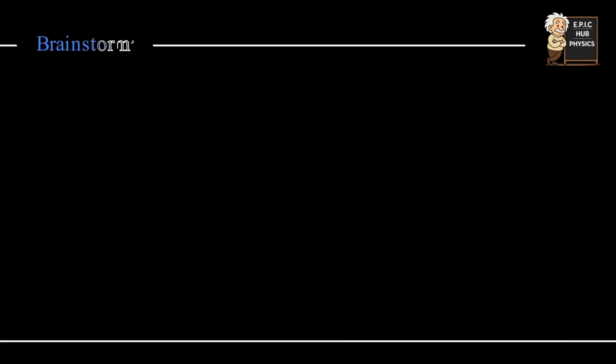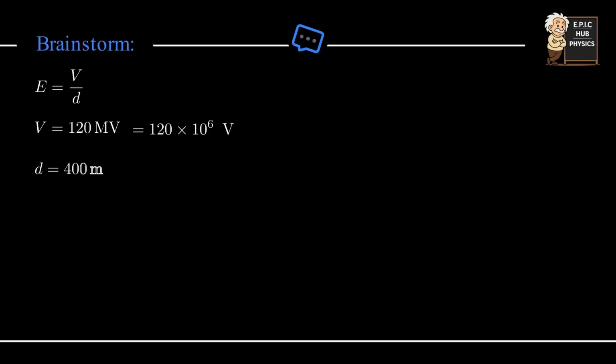Let's think through the solution step by step. We begin by calculating the electric field strength produced between the cloud and the ground. The electric field strength in a uniform field is given by E = V/d. The potential difference given in the problem is 120 megavolts. To work in standard units, we convert this to volts. 120 megavolts is 120 × 10^6 volts, since mega corresponds to 10 raised to the power 6. The distance between the cloud base and the ground is 400 meters.